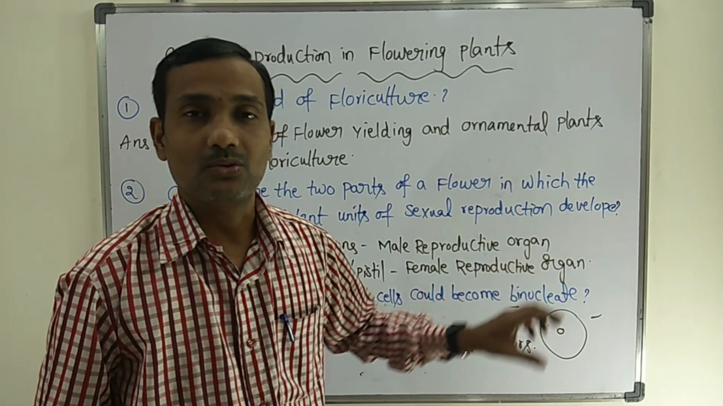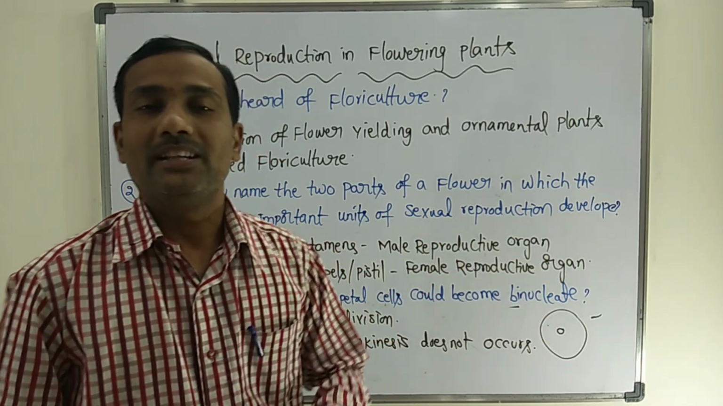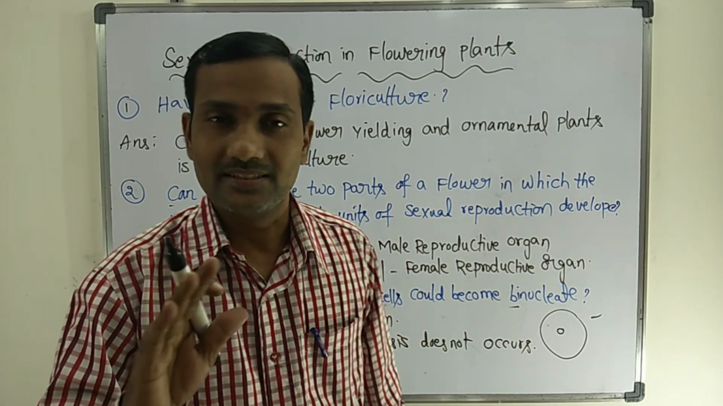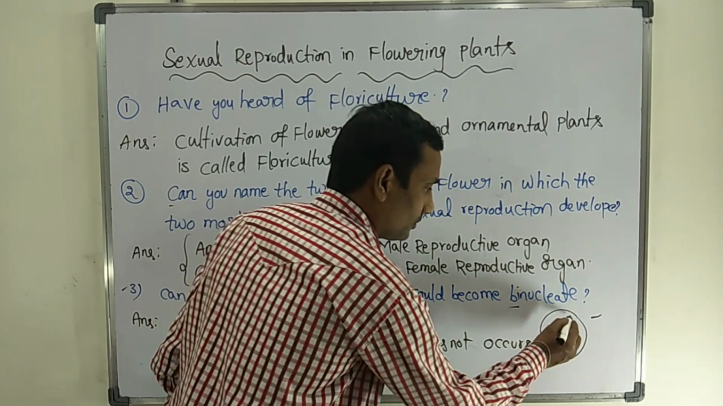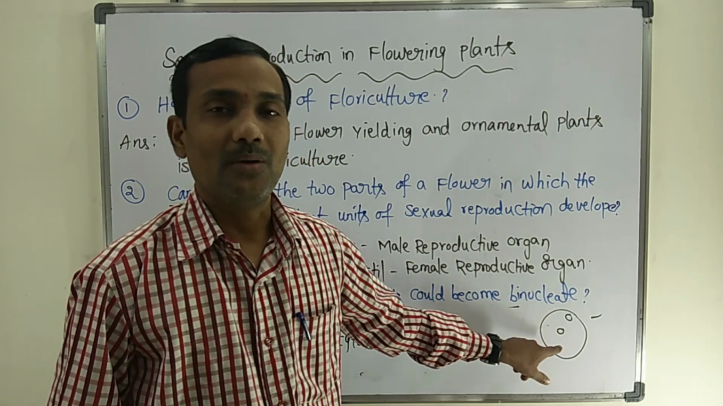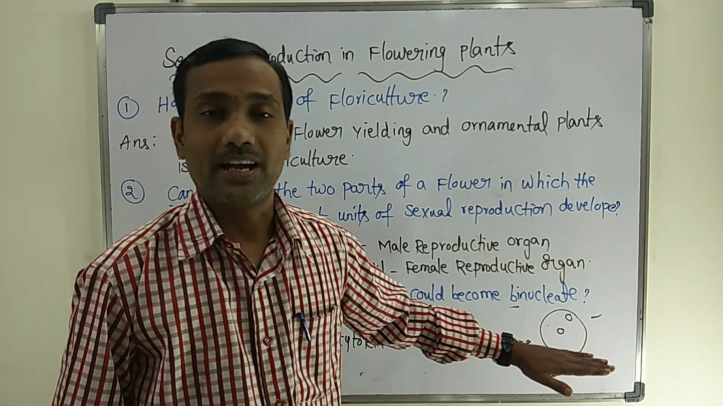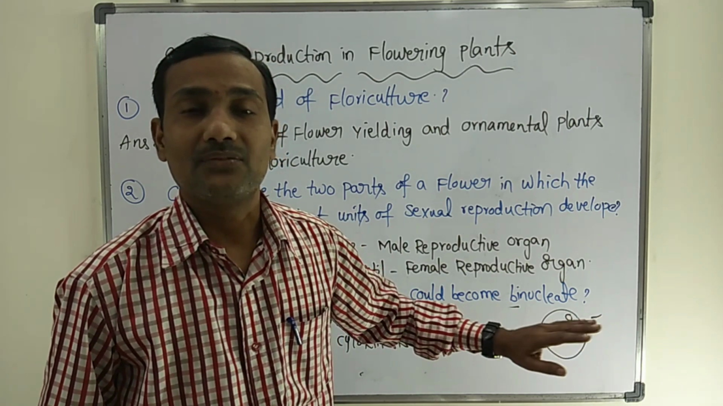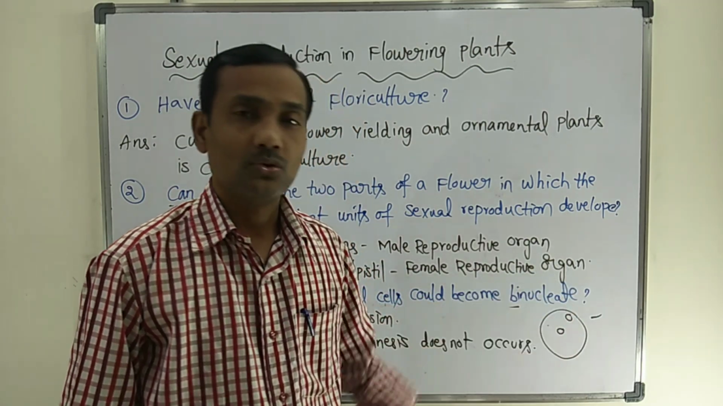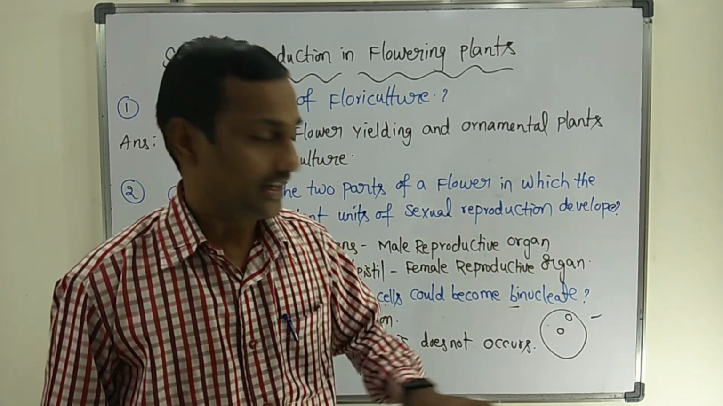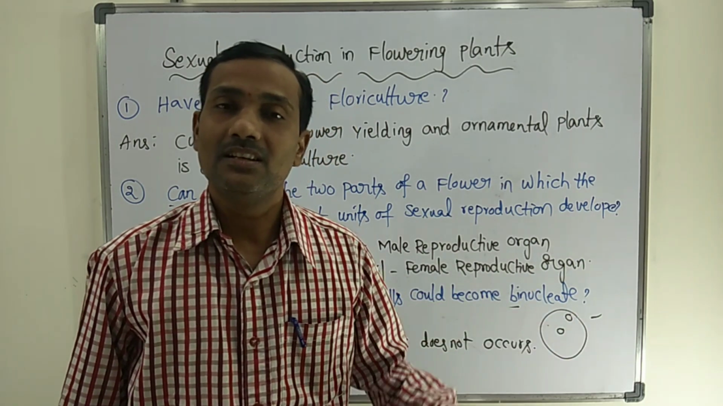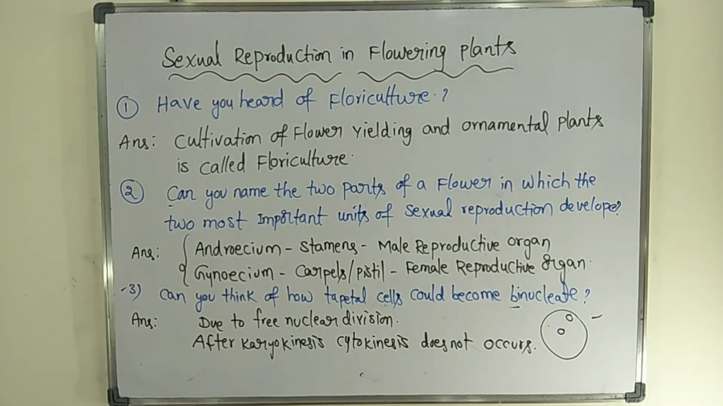That cell undergoes mitotic division, but in this mitosis only karyokinesis occurs without cytokinesis. So the nucleus undergoes karyokinesis and produces two nuclei, but after the formation of two nuclei, cytokinesis does not occur. Due to the absence of cytokinesis, each cell consists of two nuclei. Like this, the binucleated condition is formed in tapetal cells.